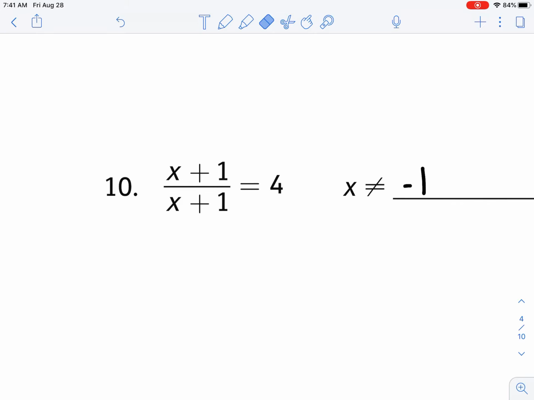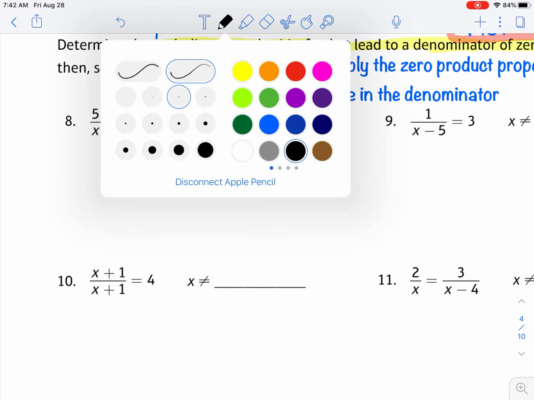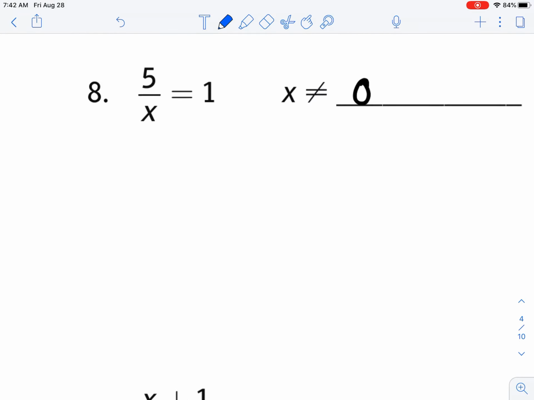But for today, guys, we're going to go ahead and just use our common sense to find the excluded values, because I find that the zero product property is more confusing at this time than it is beneficial for most students. So we'll emphasize that again in Unit 9.